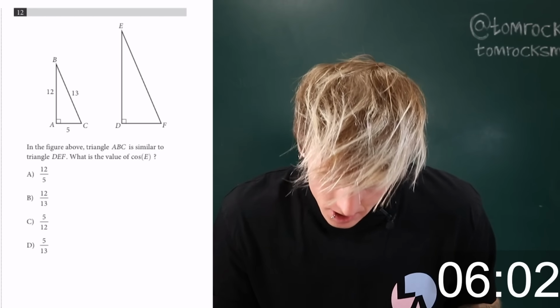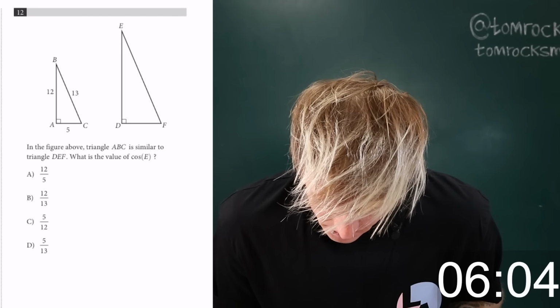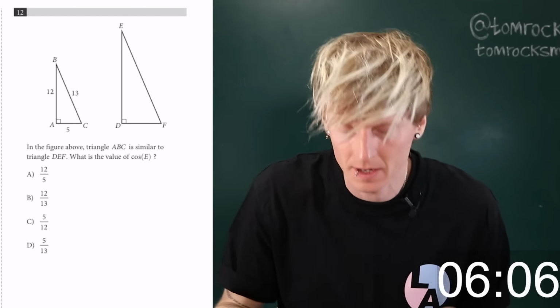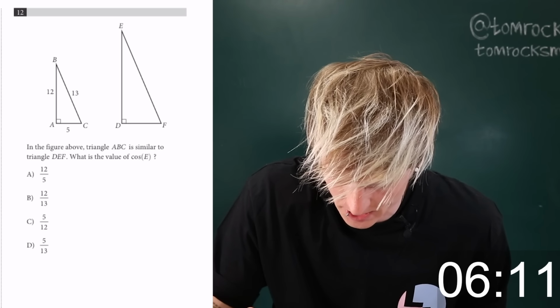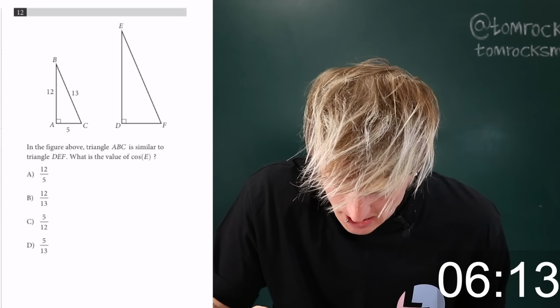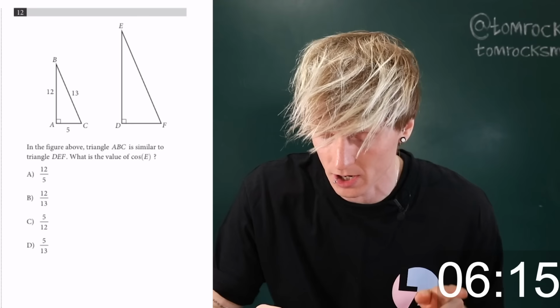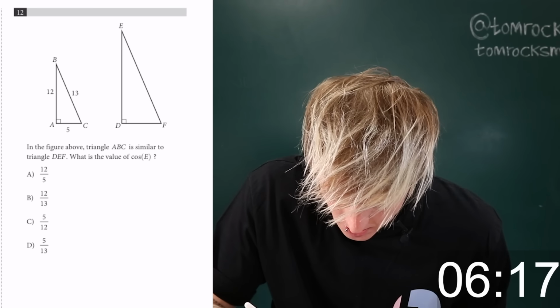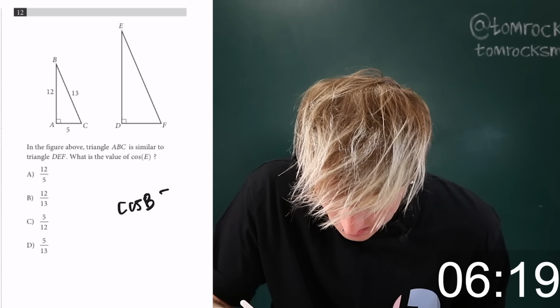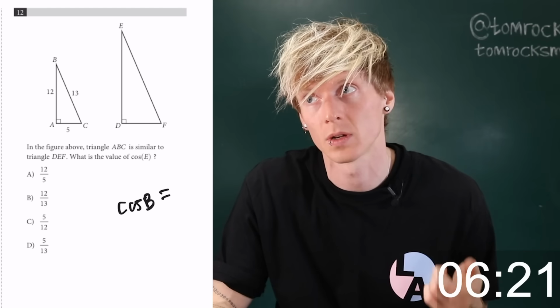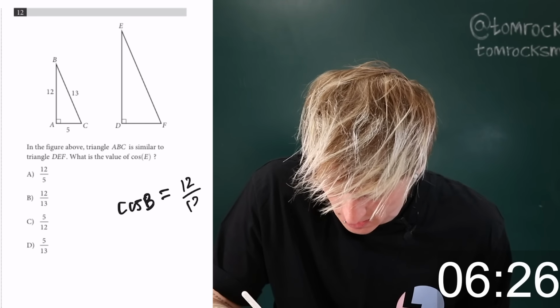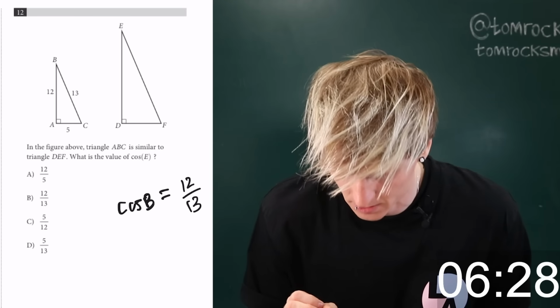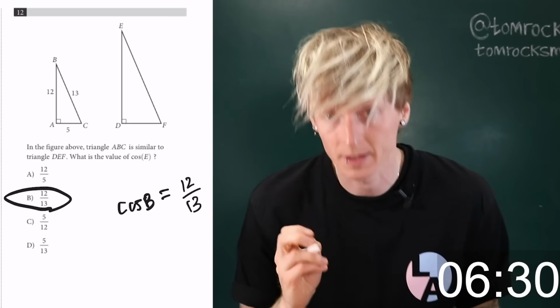Question 12. Similar triangles. What is the value of cos of E? For similar triangles, the angles don't change. So what do I know here? For the original triangle, I know that cos of B is equal to adjacent over hypotenuse, so that's 12/13. So it's the same for cos of E, so it's 12/13. It doesn't change.